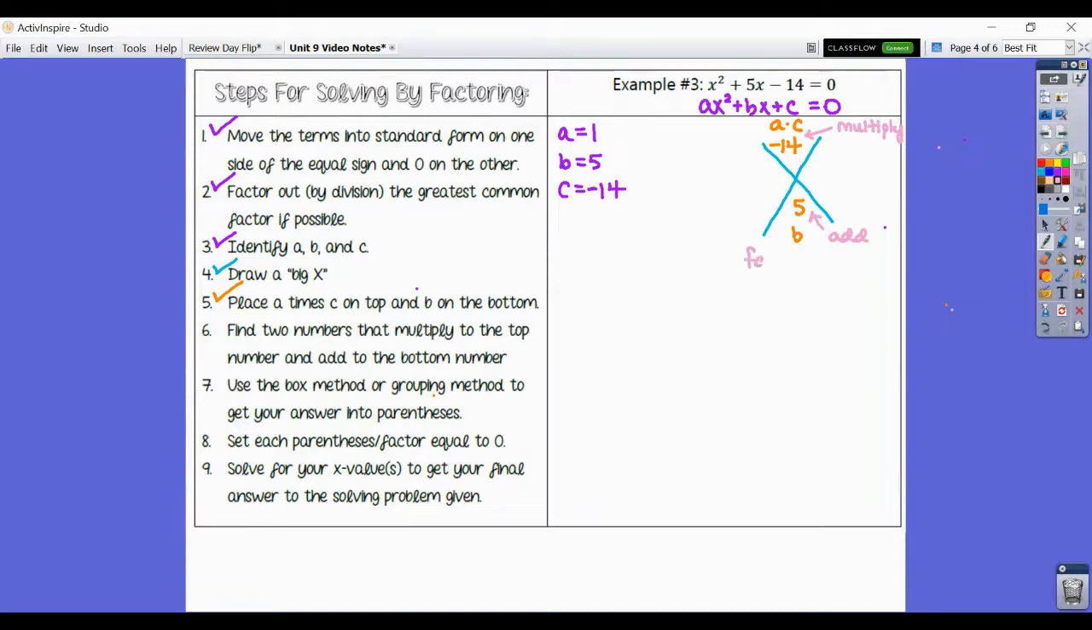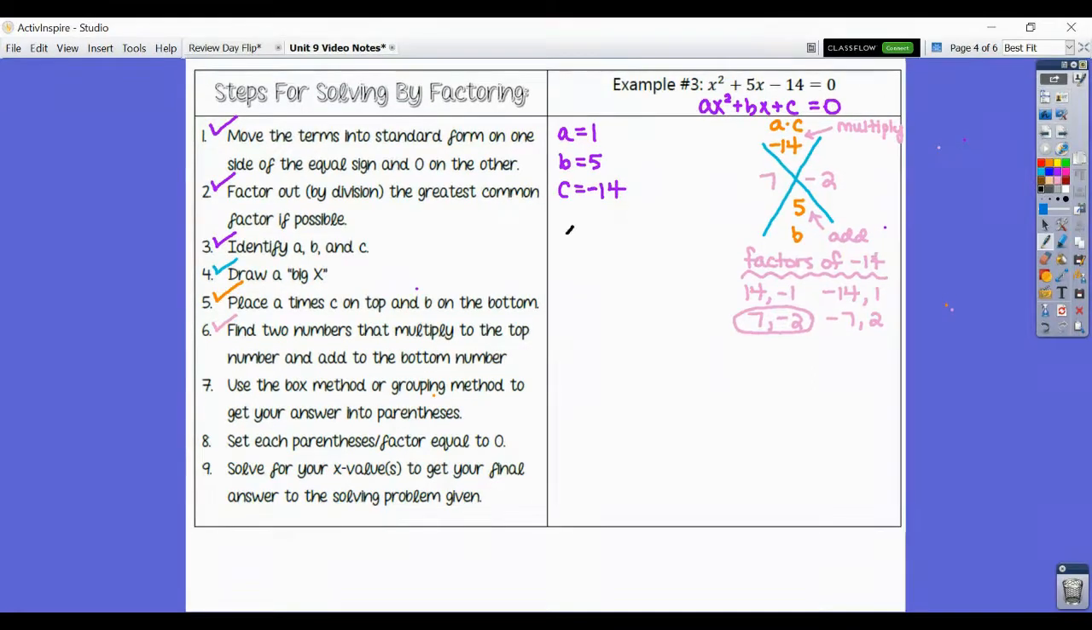So let's list out some factors of negative 14. That would be 14 and negative 1, and negative 14 and positive 1. That would be 7, negative 2, and negative 7, comma 2. The only ones when I add them up that get me 5 are 7 and negative 2. So that's what I've split my middle big X term into.